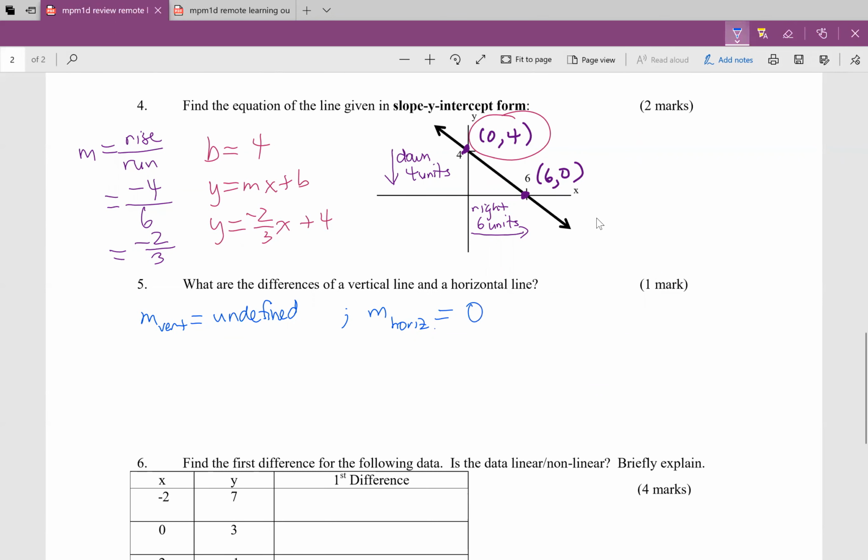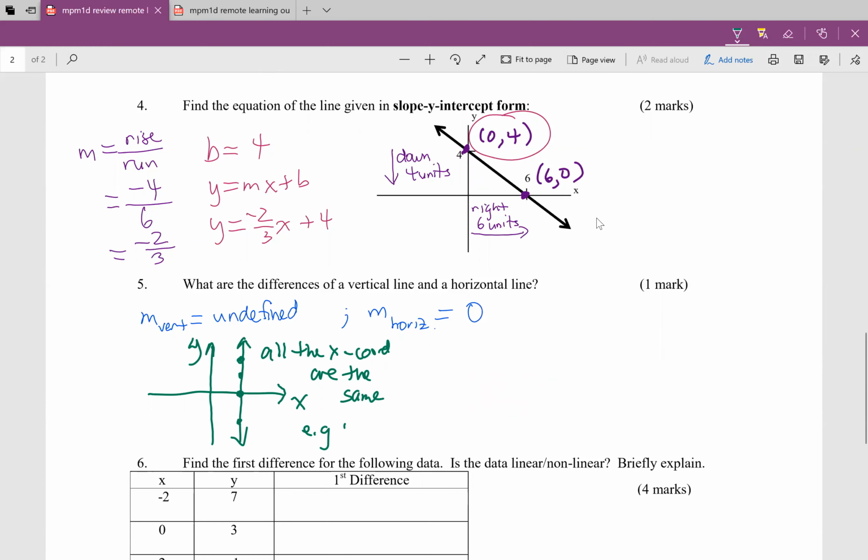let's just draw a sketch of a Cartesian plane. Let's just say we had this vertical line. And if we had some points on this vertical line, all the x coordinates are equal. In this example, x equals 3. So that's a vertical line.